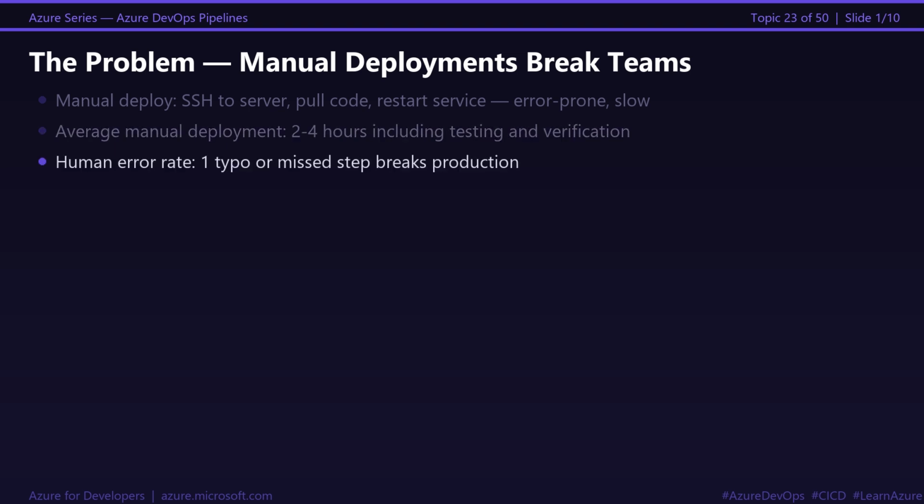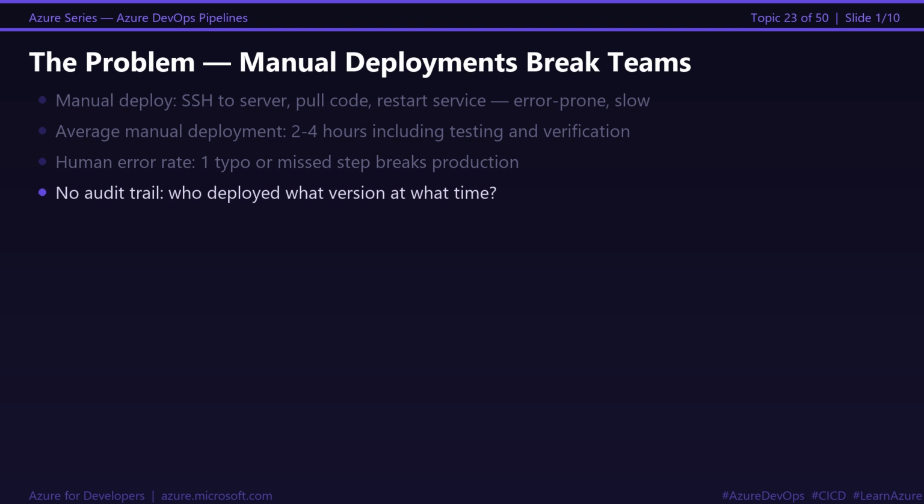Here is what most teams do not realize. Manual deployments get slower as the codebase grows. More steps. More things to forget. More risk per release. Azure DevOps Pipelines automates every single step.